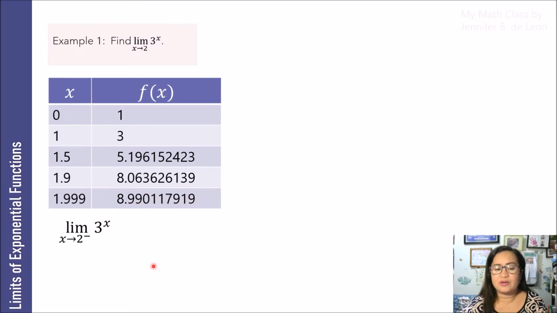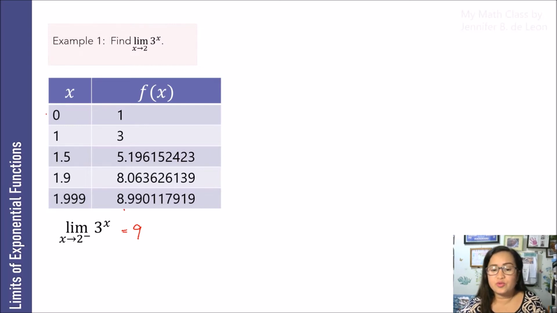then the function would be 8.990117919. Okay, so therefore we can just analyze the trend of the values. Now, as you can see, as the value of x approaches 2, the value of f of x approaches 9. So we can say that the limit of 3 raised to x as x approaches 2 from the left is equal to 9.